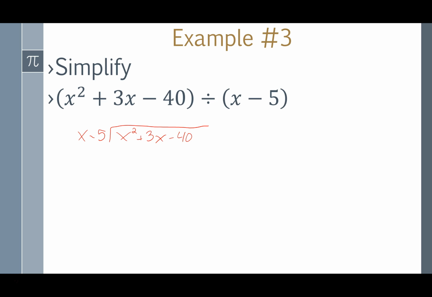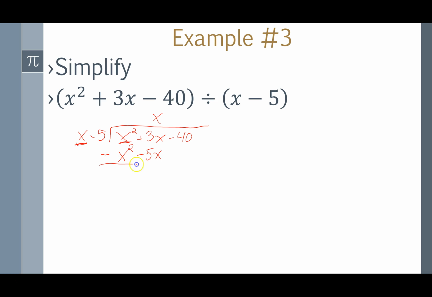Now the way this works is we'll divide the first term by the first term. X squared divided by x is just simply x. And then whatever we have up top, we now multiply with on the outside. So x times x is x squared. X times negative 5 is negative 5x.